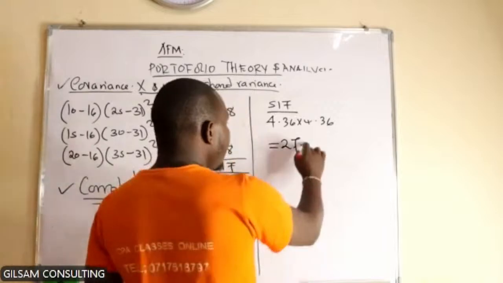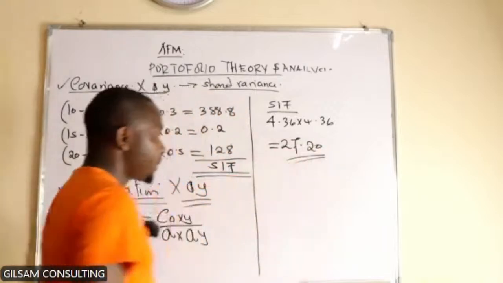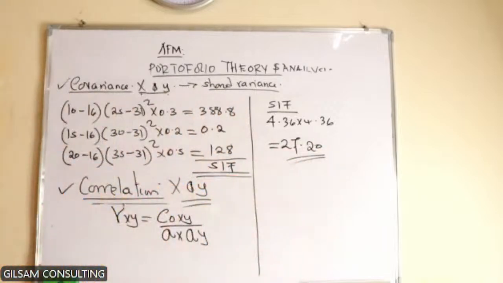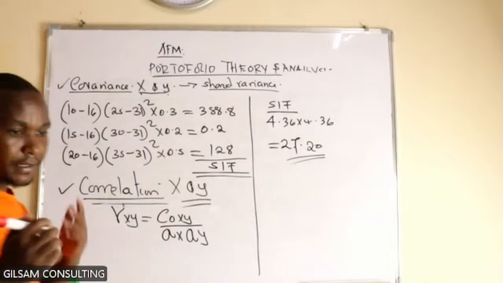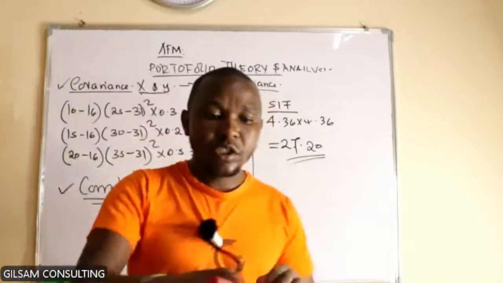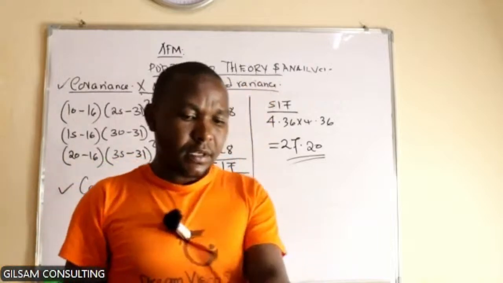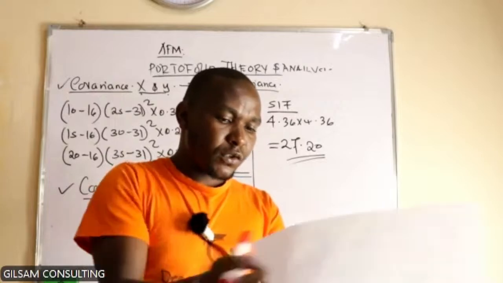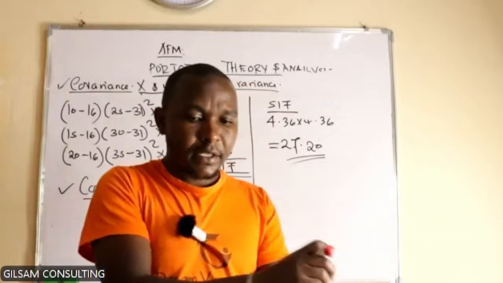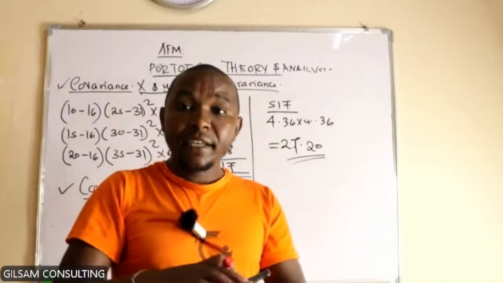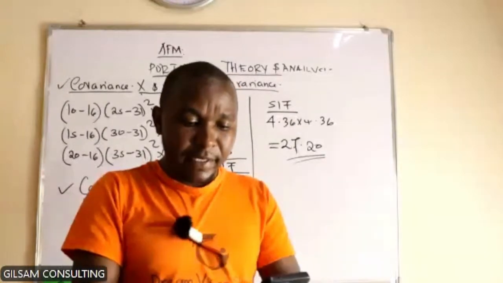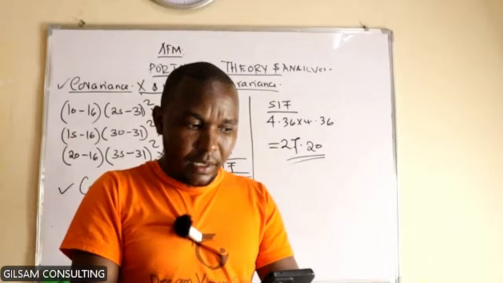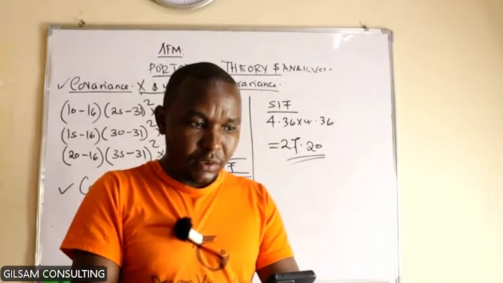Already we have everything. Anything which is more than 1 is very strong, so the relationship is so strong. Having done that, we can continue with the same illustration.